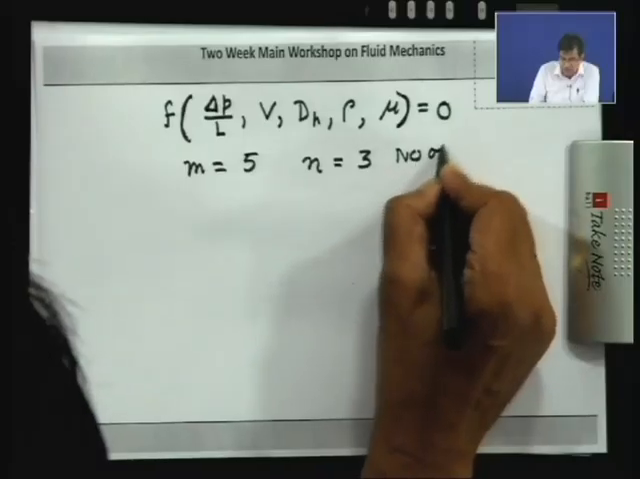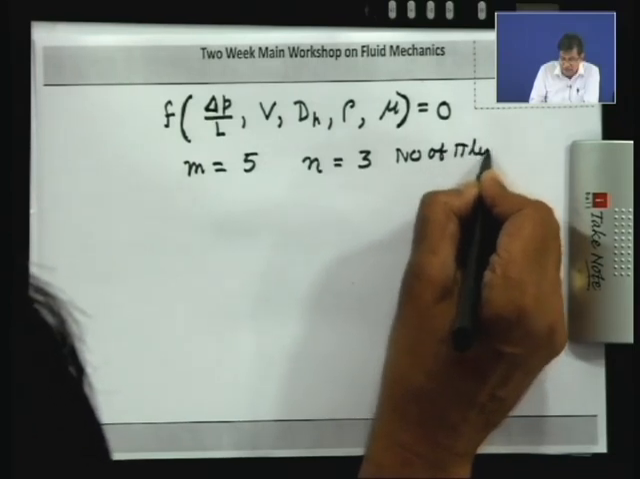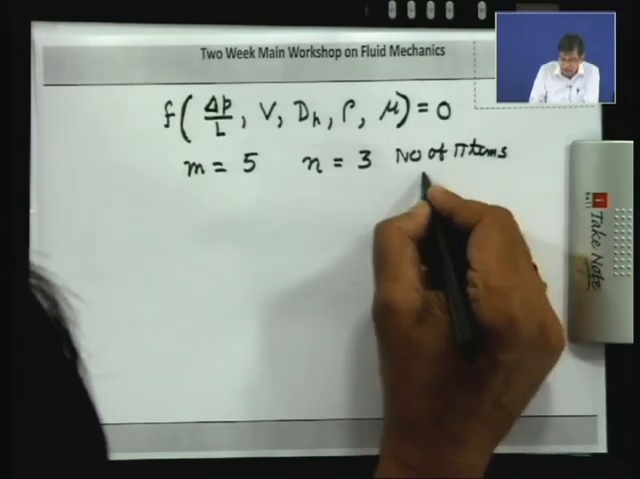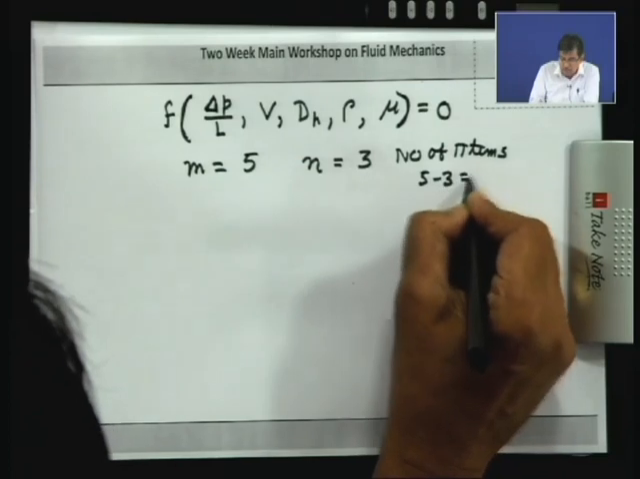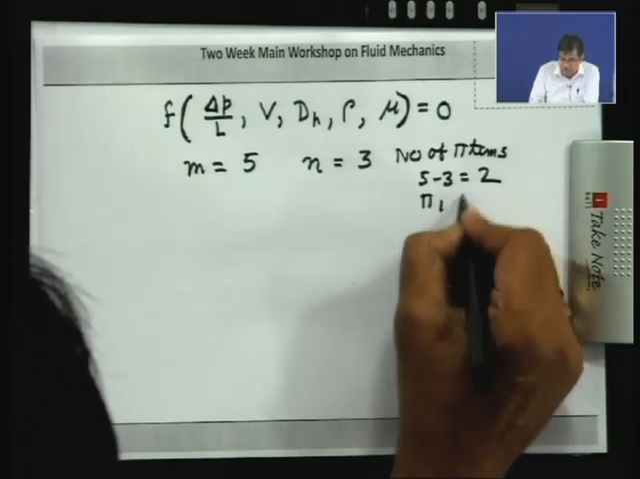Here the fundamental dimensions are M, L, T. So, first, m is equal to what? 1, 2, 3, 4, 5. What is n? M, L, T, so n is 3. So, the number of pi terms is 5 minus 3, which is 2. That means we have pi 1 and pi 2.